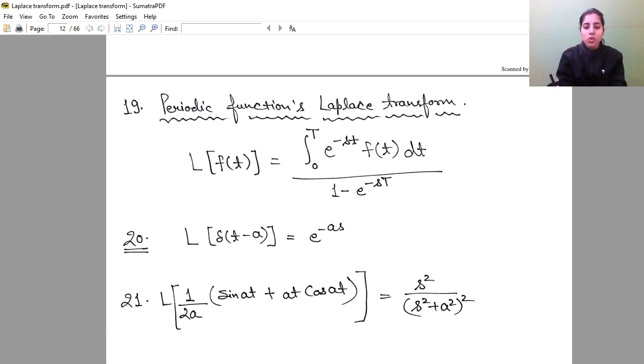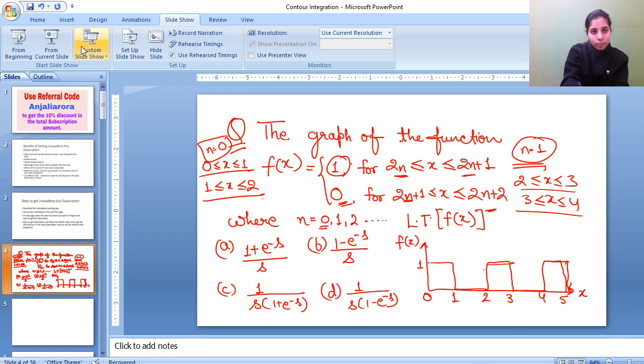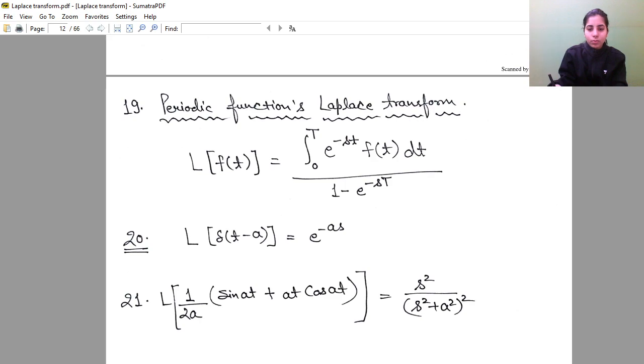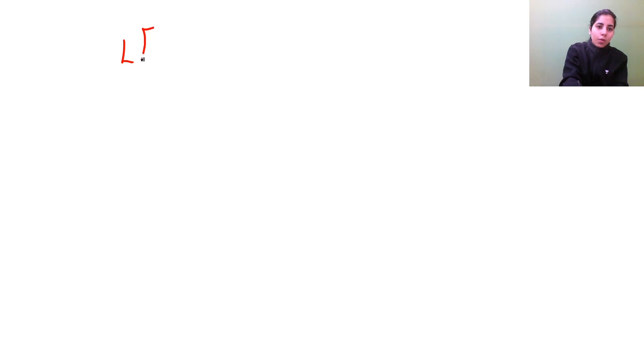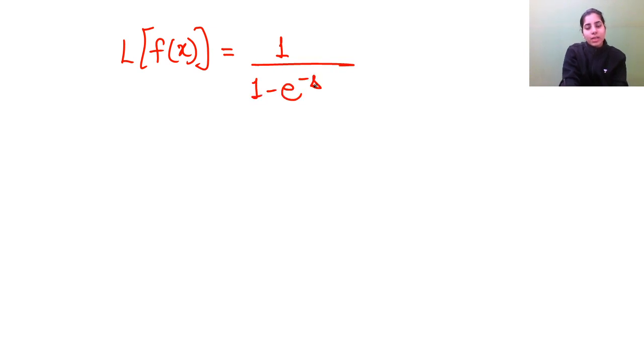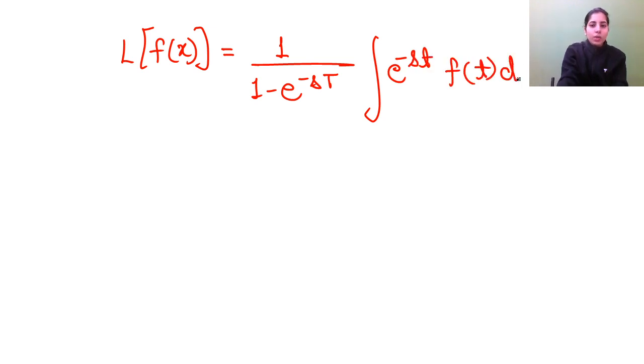Clear? So let's have a look at the question once again and solve it completely. The Laplace transform of f(x), which is a periodic function given to us, will be 1 upon 1 minus e to the power minus sT, times the integration of e to the power minus st f(t) dt. Have a look at this: when I write e to the power minus st here, I write small t, and when I write it here, it's capital T. The limits of integration will be from 0 to capital T, where T is the period of the function.